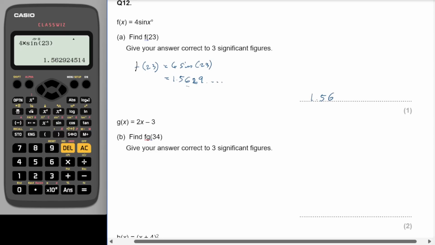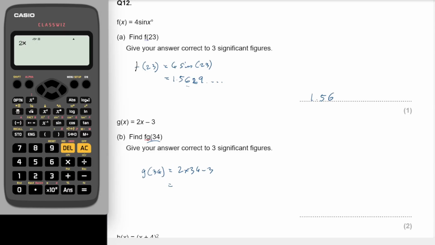Right, the g of x is equal to 2x minus 3. Find f of g of 34, giving your answer to 3 significant figures. Okay, so the most straightforward way of doing this is to work out g of x first of all. So the g of 34 is going to be equal to 2 times 34 minus 3. That's going to be 65.